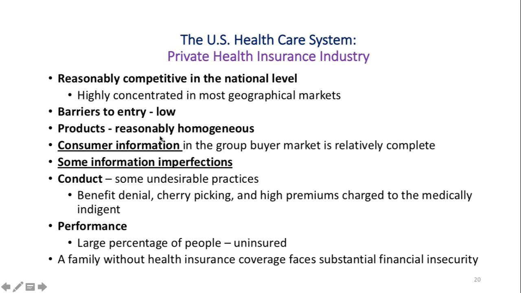The products are reasonably homogeneous, meaning they have almost the same insurance coverage in most cases. The consumers' information in the group buyers market is relatively complete, but there is also some imperfect information in some cases, in that you don't know exactly what type of coverage you have when you need that insurance.